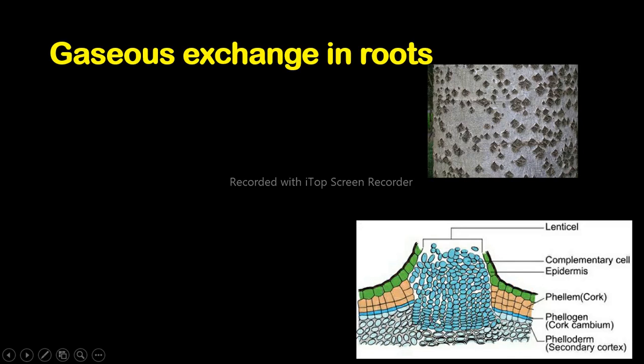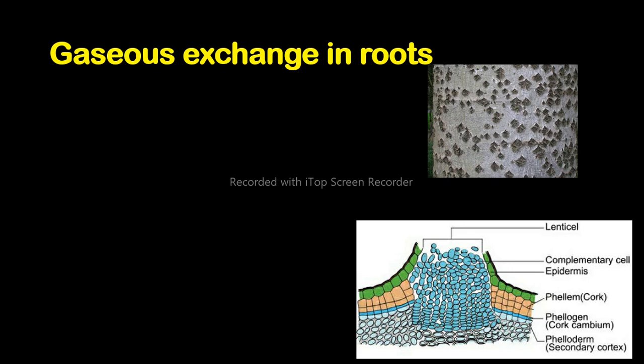So let's talk about how these lenticels work. Let's talk about gas exchange in roots. I'm sure all of us have seen such a structure. Have you ever seen a plant with such structures? These small structures, these tiny structures, are the ones that we call lenticels.